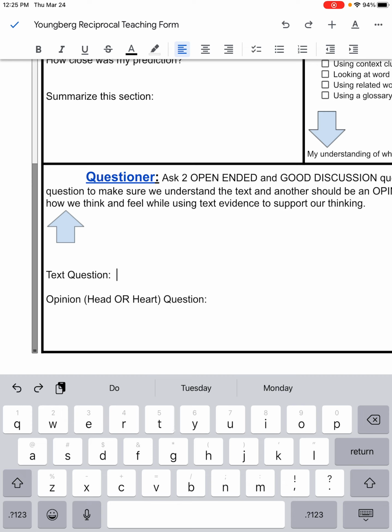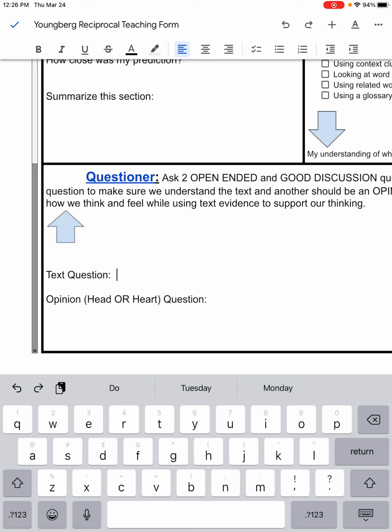So the whole point of this reciprocal teaching is that we're going to get a chance to dig into a text, whether that be a book or a video or an article or a picture, whatever it is. When we get the chance to talk about it with other people that have read or looked at or watched the same thing, we get to understand it more deeply because we're going to get to hear what other people think.